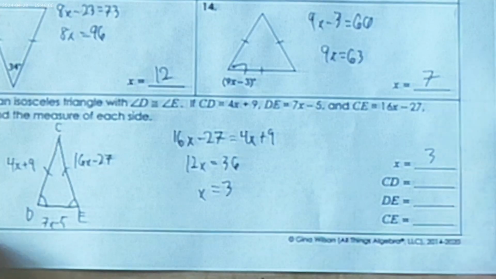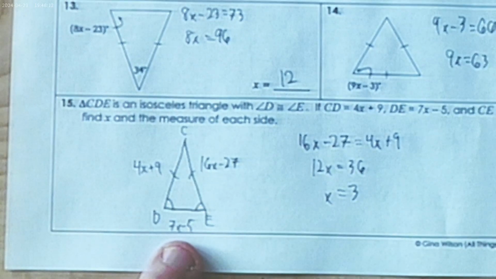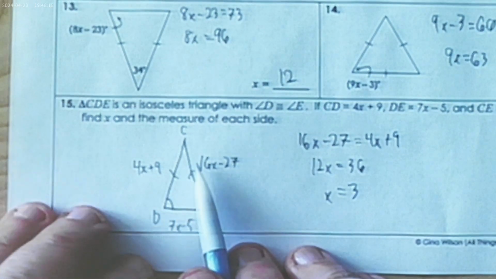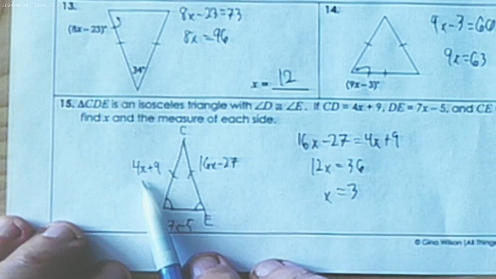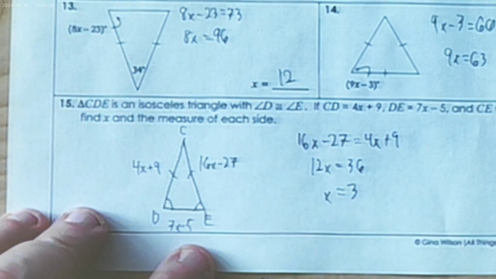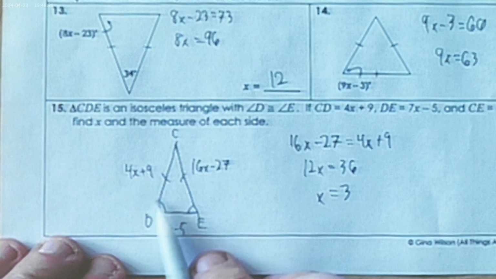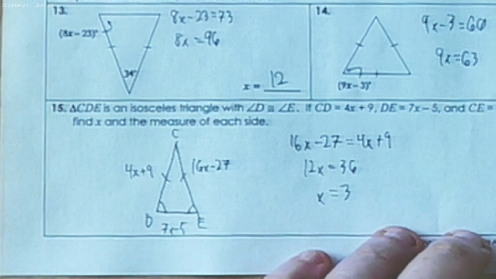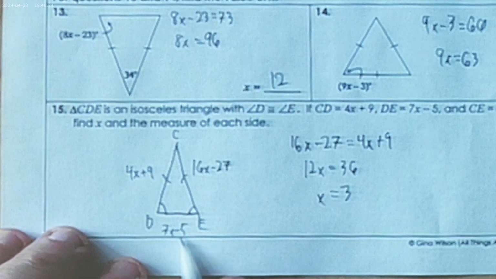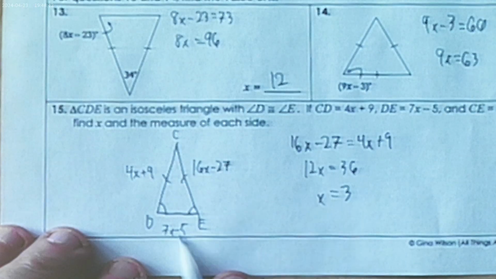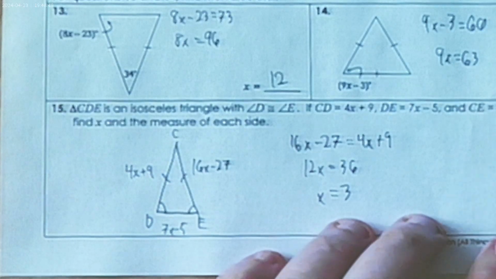So with x equaling 3, I'm going to go over here to my drawing, and write the answers down as I go. So for CD, 4x plus 9. 4 times 3 plus 9. 4 times 3 is 12, plus 9 is 21. And the cool part about isosceles triangles is I only have to solve for one of the two sides, and CE is automatically also 21 because these two are equal. And then for DE, 7x minus 5, so 7 times 3 is 21, minus 5 is 16. And so there we go.